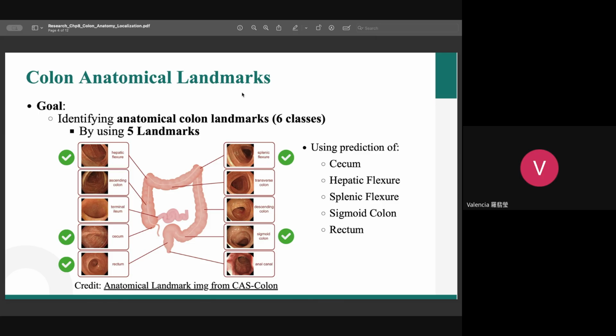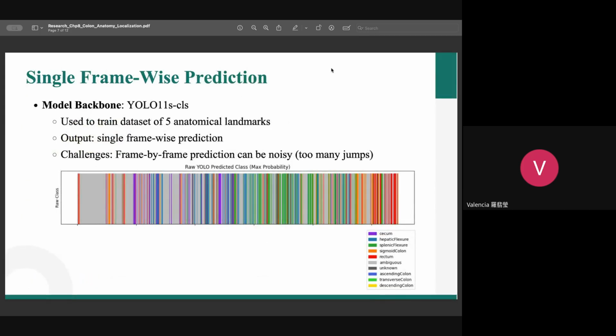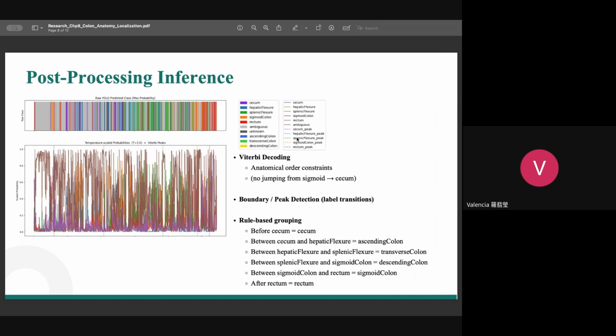So you need to respect this, and that's why this looks so noisy. If you just do frame-wise prediction, it will never respect the order, because we don't have this temporal modeling. So for the post-processing inference here, I use Viterbi decoding and also a hidden Markov model. I didn't write it here, but I did it. This is to respect the anatomical order constraint, like I said before, and in this case it can prevent jumping from the sigmoid to the cecum.